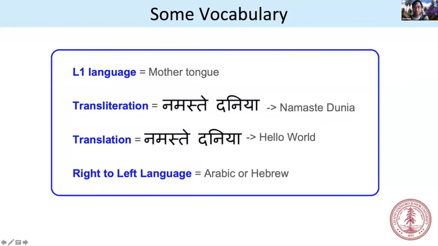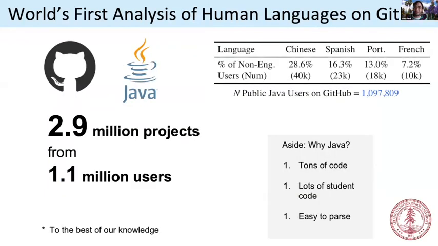Those are languages where instead of writing from left to right, you write right to left. Okay, let's jump in. Let's start by looking at GitHub. Do you know there's 2.9 million public repositories on GitHub in Java? Let's download all of those and let's take a look at how people are actually using different human languages in these GitHub repositories. And to the best of our knowledge, we're going to be the first ones to do that.